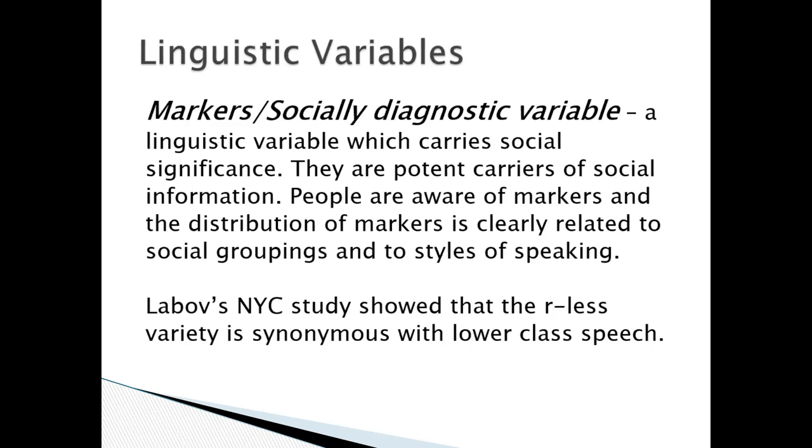So let us look at markers. A marker is a linguistic variable which carries with it social significance. They are potent carriers of social information. So when you hear girl versus girl, for instance, you know that, yes, this carries social information. When you hear, say, Mary is with child versus Mary a breed, that carries it, and she had a miscarriage other than she lose the baby. So Mary breed conjures up ideas of what about Mary? It was done loosely.